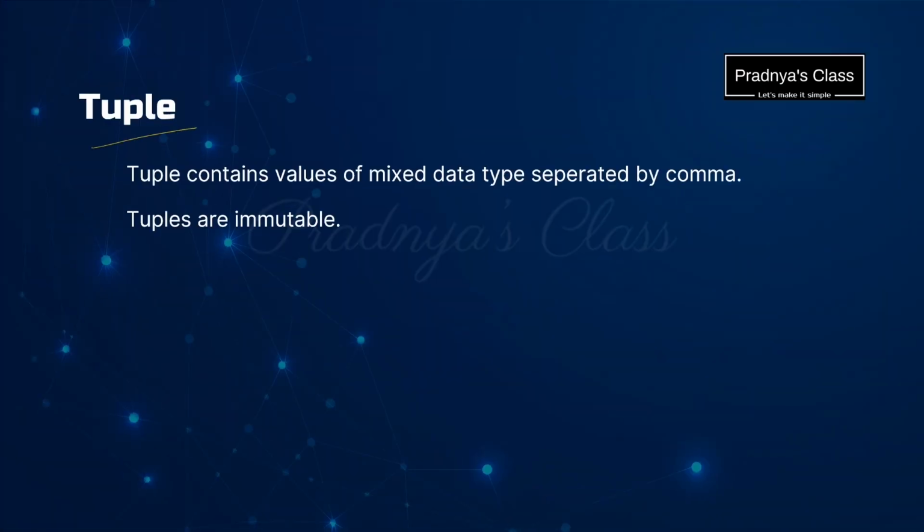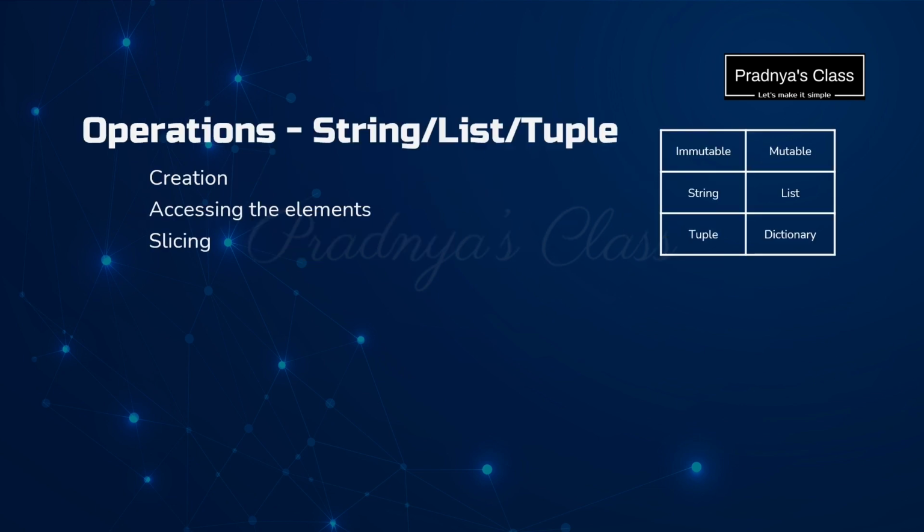Proceeding to the next data type, that is tuple. Like list, tuple also contains mixed data types which are separated by comma. Then what's the difference? List is mutable whereas tuple is immutable. We enclose list elements in square brackets, but in case of tuple we use round brackets. The operations which we perform on tuple are the same as string and list.